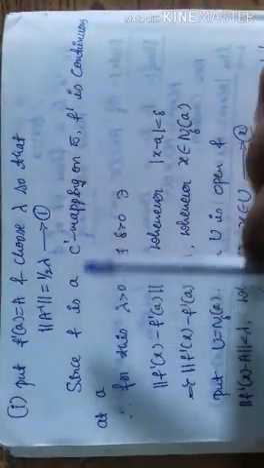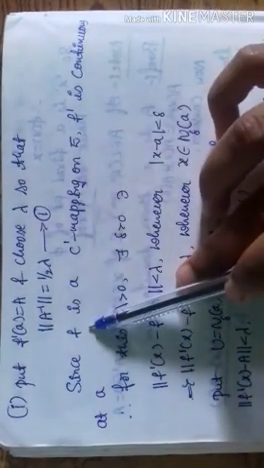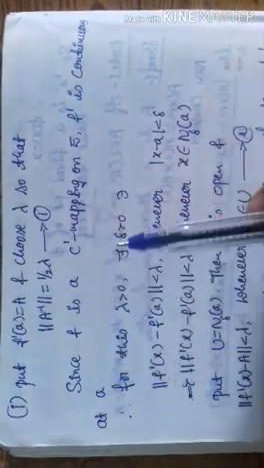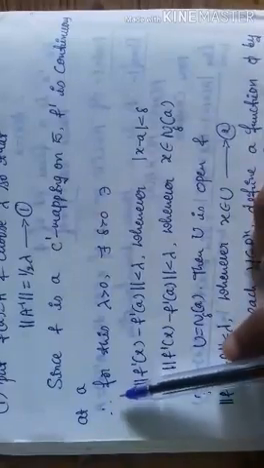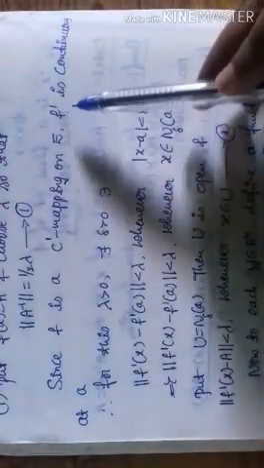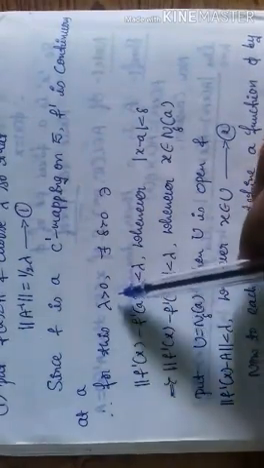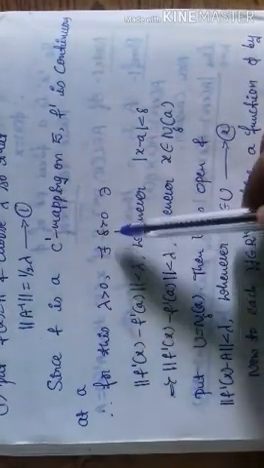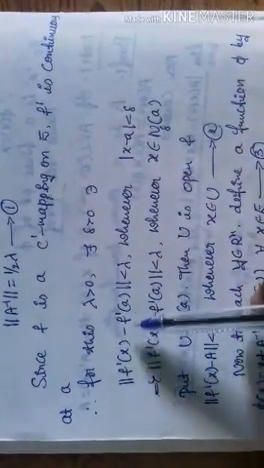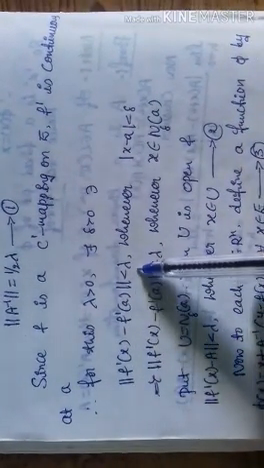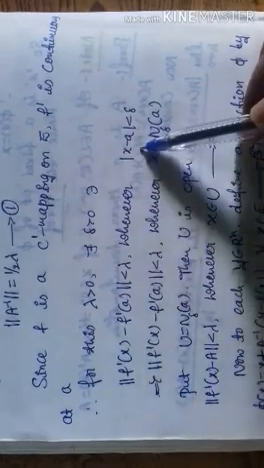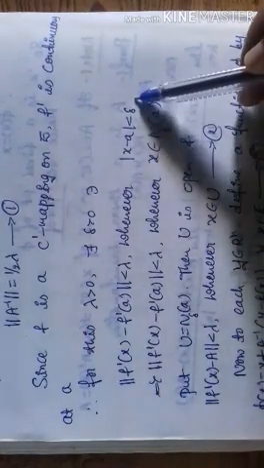Since we know F is a C dash mapping on E, F dash is continuous at A. Therefore, by the definition of continuity, for this lambda greater than 0, there exists delta greater than 0 such that norm F dash of X minus F dash of A is less than lambda whenever mod X minus A is less than delta.